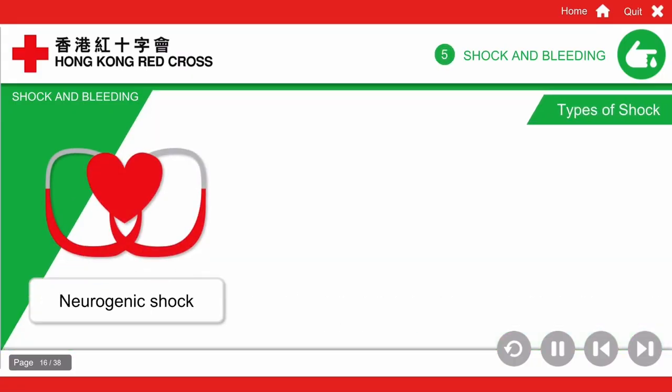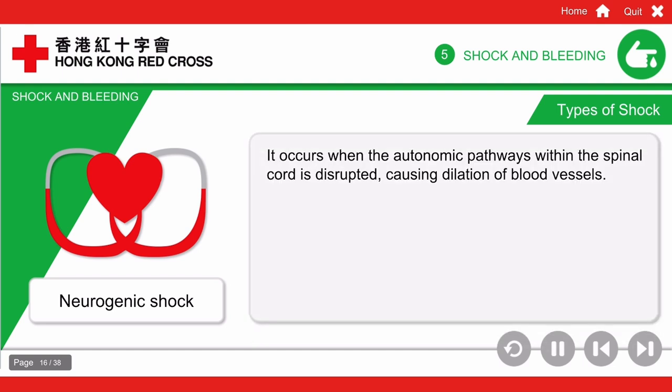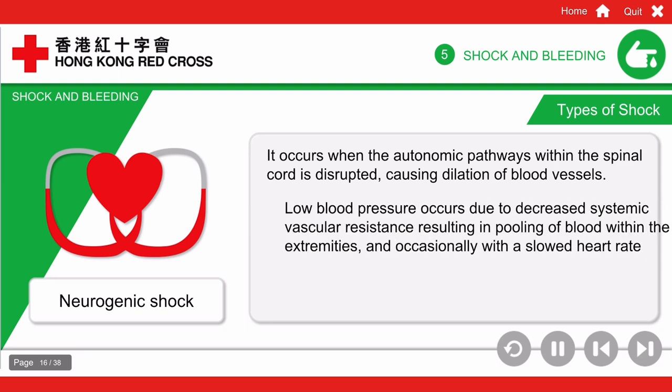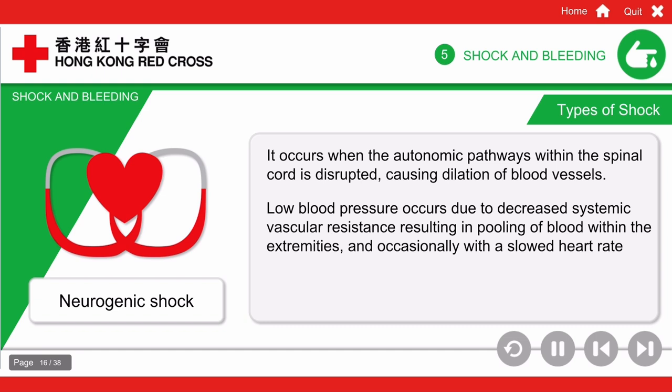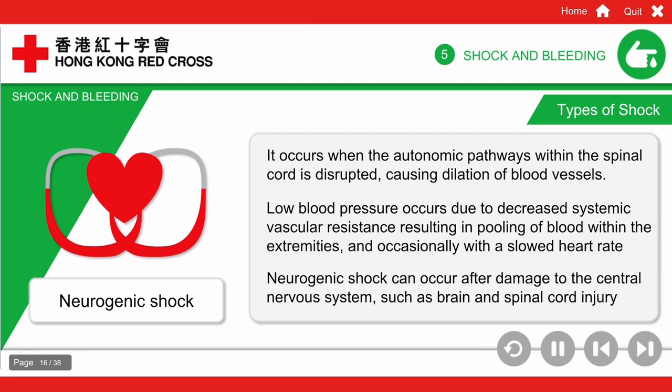The second type is neurogenic shock. The condition occurs when the autonomic pathways within the spinal cord are disrupted, causing dilation of blood vessels. As a result, low blood pressure occurs due to decreased systemic vascular resistance, resulting in pooling of blood within the extremities, and occasionally with a slowed heart rate. Neurogenic shock can occur after damage to the central nervous system, such as brain and spinal cord injury.